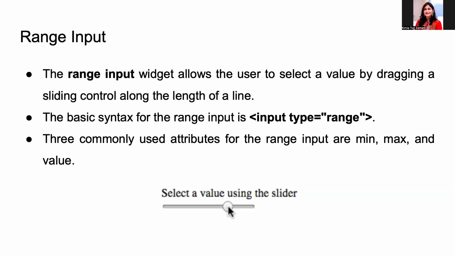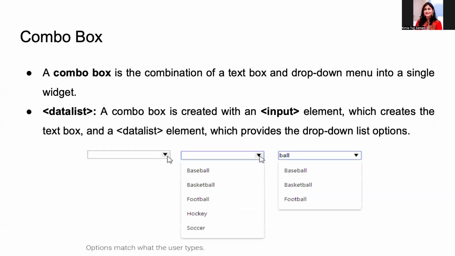In the example shown here, the slider is displayed along with a label instructing the user to select a value using the slider. When the user drags the control, the browser automatically adjusts the input value, keeping it within the defined minimum and maximum range. This makes range input particularly useful for forms where users need to select values like volume levels, brightness, or price ranges, offering a smoother and more visual interaction than typing numbers manually.